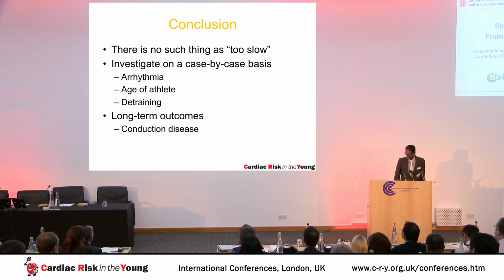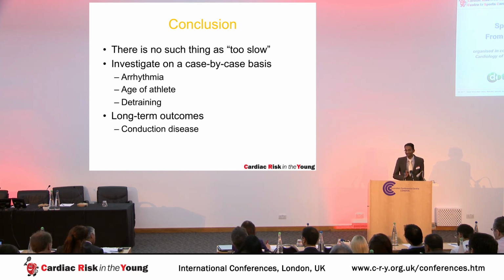So in conclusion, in general, there is no such thing as too slow in an athlete, although very, very bradycardic patients should be evaluated closely on a case-by-case basis, dependent on the type of arrhythmia, the level of block, the age of the athlete, and the level of training, as well as, if necessary, their response to detraining. With regard to their long-term outcomes, it appears that chronic endurance training may predispose people to conduction disease and also potentially atrial fibrillation, although that's not that clear.